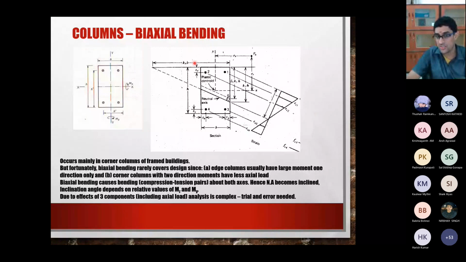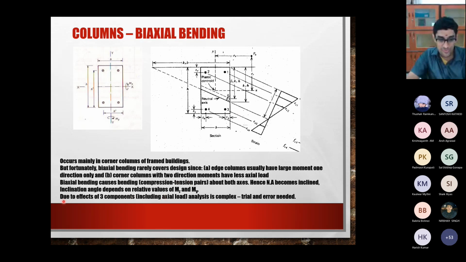So you have moment about z, moment about y. The strains caused by those Mz and My moments will again have a resultant, and that resultant will be inclined. Therefore the neutral axis also becomes inclined. And this inclination and this resultant will depend on the relative values of Mz and My. So even uniaxial bending is a pain to actually solve manually. Biaxial bending, we can forget it.